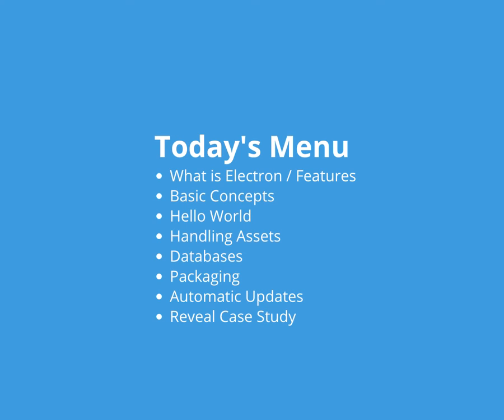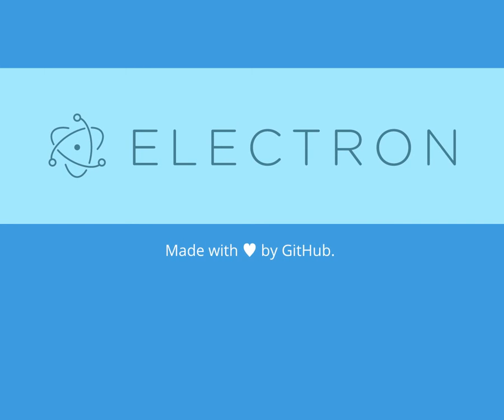So, what we're going to go through today, it's a lot of ground. I hope I'll be fast enough. So first off, we'll take a look at what Electron is, the basic concepts. We'll go through a hello world, a very simple application. Then we'll talk about how to handle your assets in the Electron application, how to do databases, packaging, automatic updates, and then we'll see a case study. So an Electron application in practice.